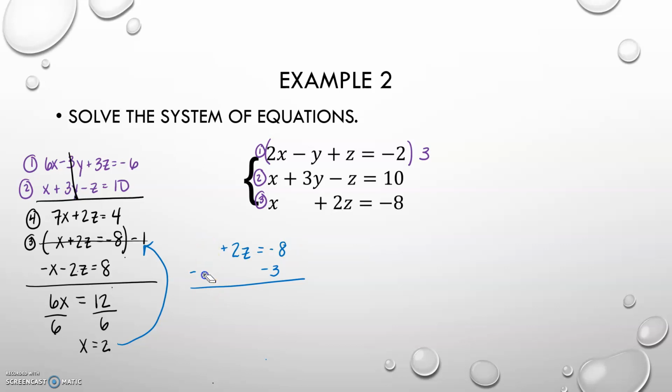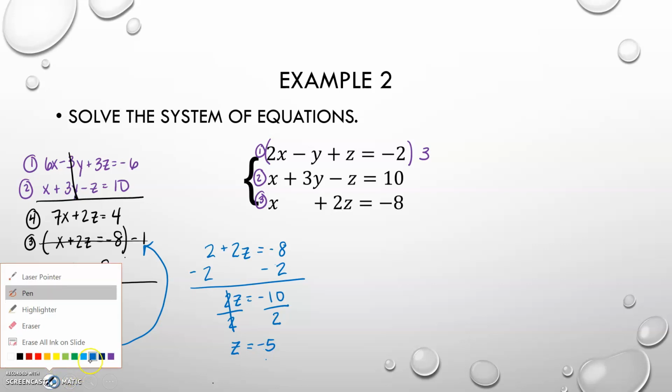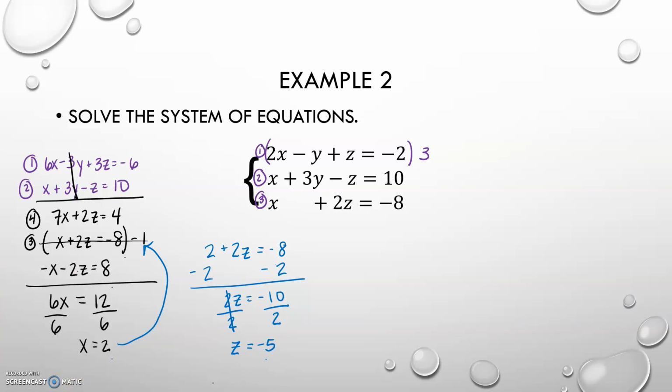Oh, sorry, I put 3. 2z equals negative 2. Divide by 2, divide by 2. Z equals negative 5. So now I've got x and z. The last step is I do need to find y.